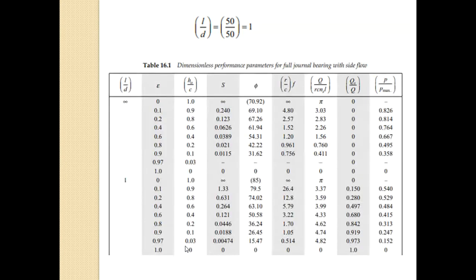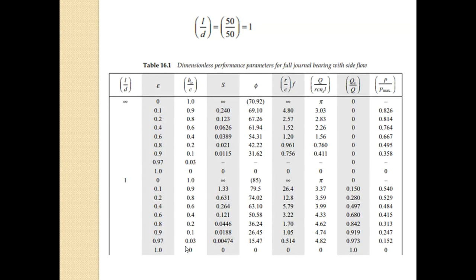Now the next part. We have to find out the L by D ratio. We have to take the values of H naught by C, R by C into F, and Q by R C Ns L. These values we have to find from the chart. We must know the value of the ratio L by D. L is 50 and D is 50, so 50 divided by 50 is equal to 1. So the L by D ratio is 1.